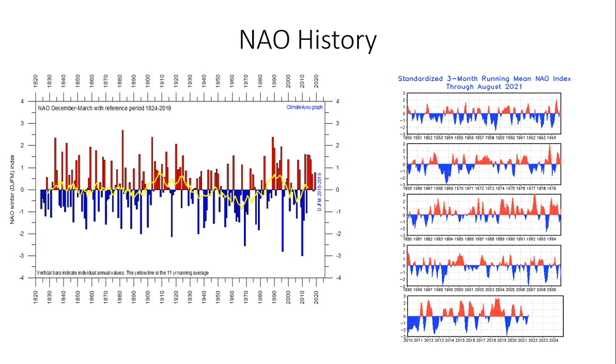If you look at the graphic on the right, it's a standardized 3-month running mean NAO index through August 2021. Again, the blue spikes indicate negative NAOs, and the red spikes upward indicate positive NAOs. Again, the negative NAOs, the blue colors, indicate below normal temps in the east, and those red positive NAOs generally indicate milder conditions for the winter season.